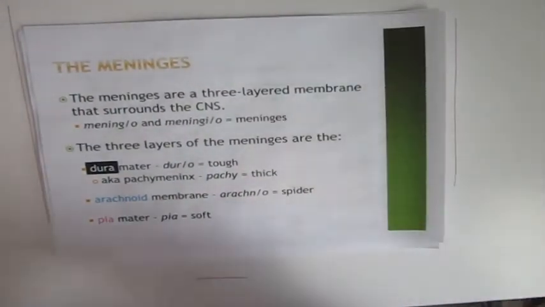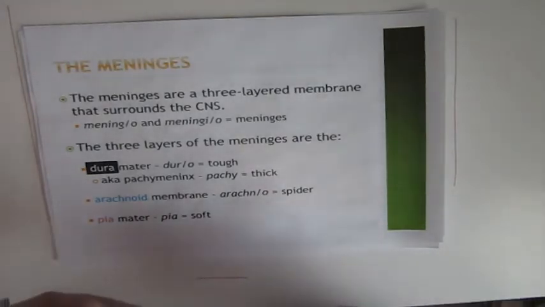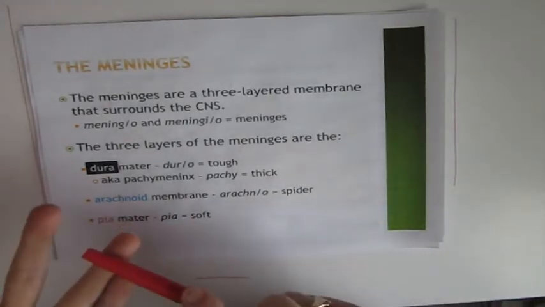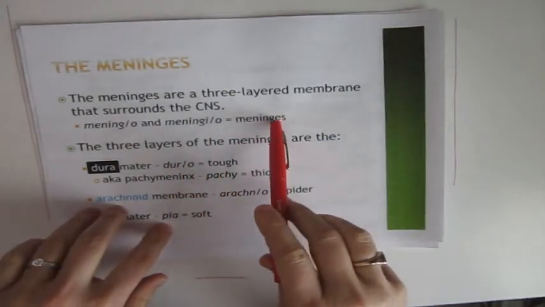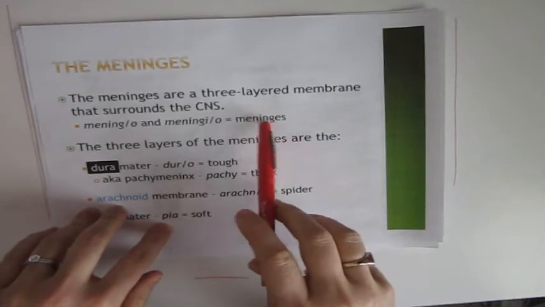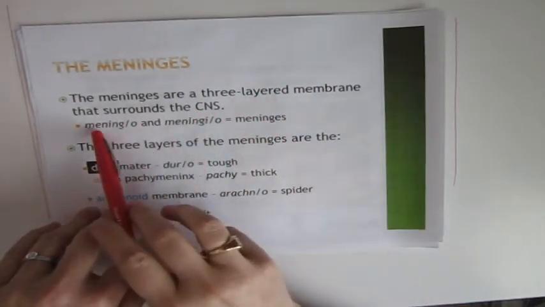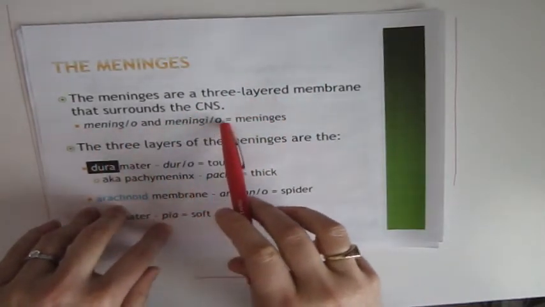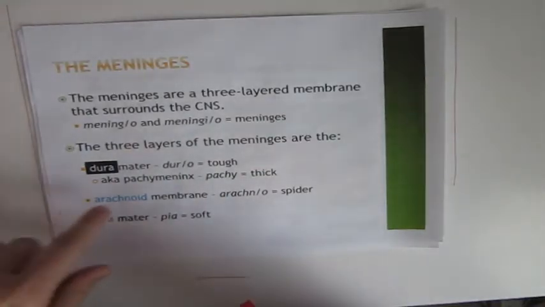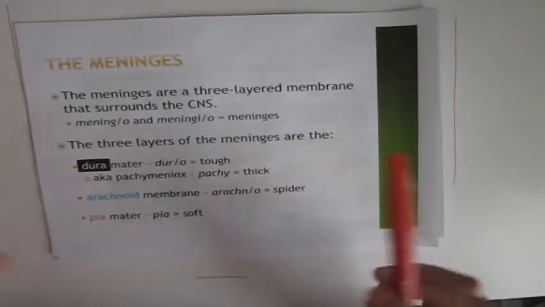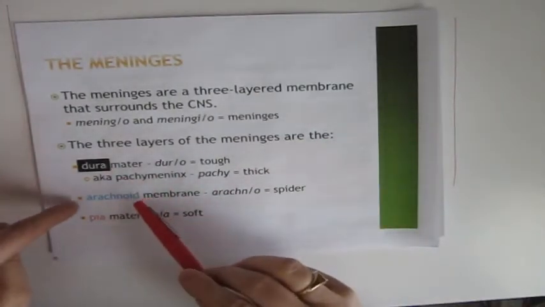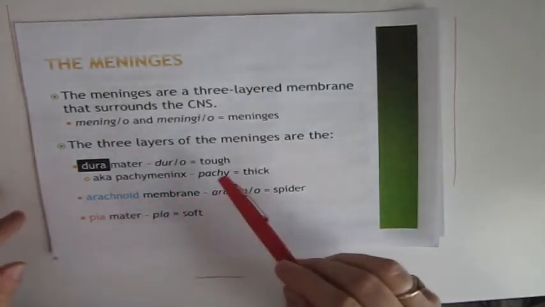Alright, meninges. The meninges are a three-layered membrane that surrounds the CNS. So we know the CNS to be the brain and the spinal cord. The combining form for meninges, these protective layer membranes surrounding the CNS, is meningio. The three layers of the meninges include the dura mater, the arachnoid membrane, and the pia mater.